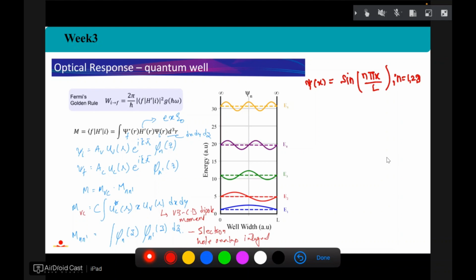So we saw that the energy, where Kn is equal to n pi by L, will be defined by n square h cross square pi square by 2m L square. L is the length, the width of the quantum well.